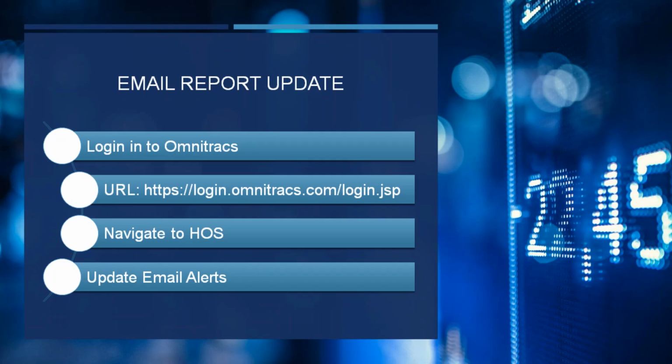So what we're going to cover is logging into Omnitracs. You will visit the login URL, which is https://login.omnitracs.com/login.jsp. Once you log in, you will navigate over to HOS, and then at that point you will update the email alerts. So let's get into it.